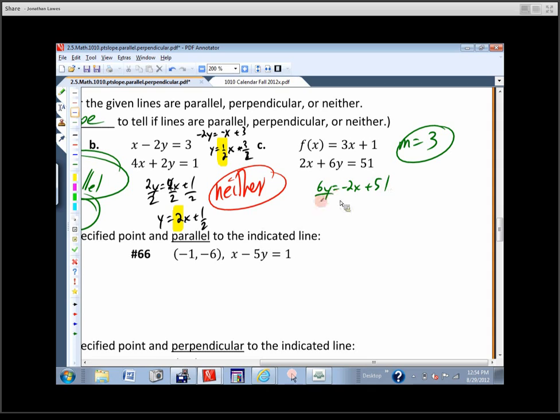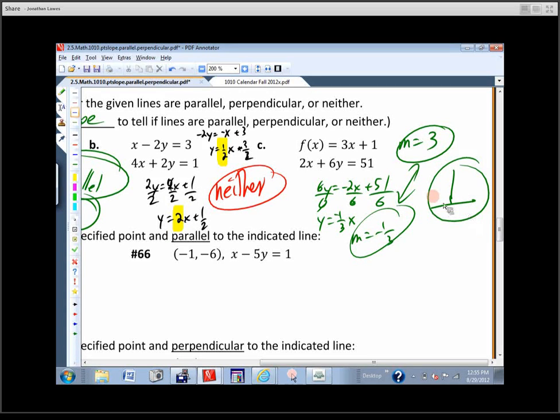If we move this one over, this would be 6y equals -2x plus 51. Divide by 6. I really don't want to do 51 divided by 6, and I don't need to, because this is y equals 1/3 x with a negative. So my slope here is -1/3. I compare the two of those, and they are opposite reciprocals, so they're perpendicular. Okay? Any questions?